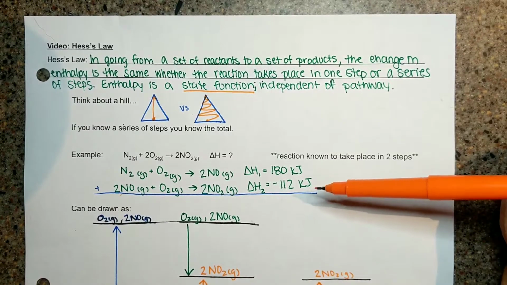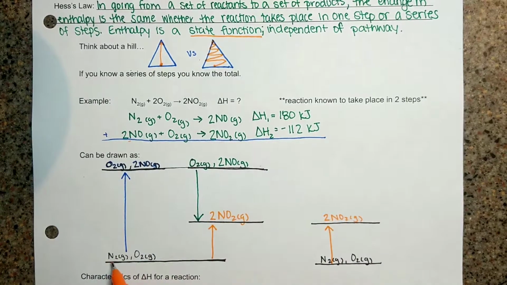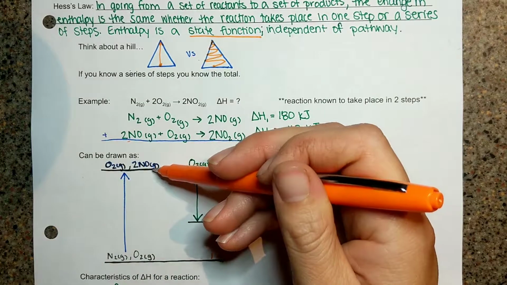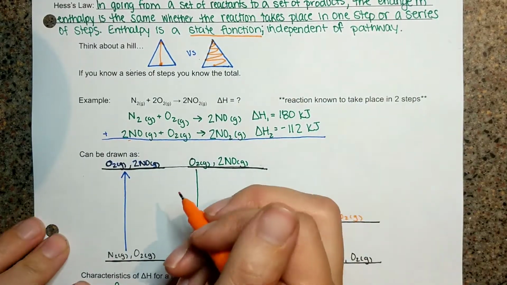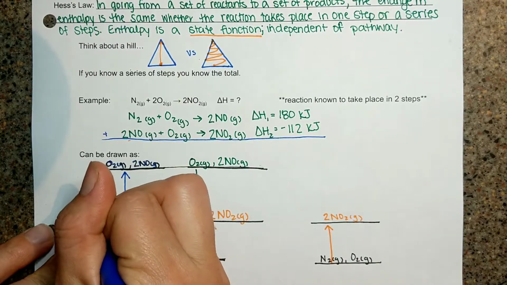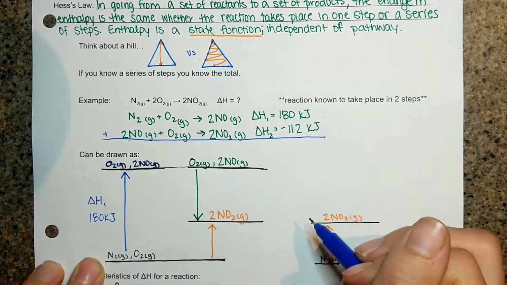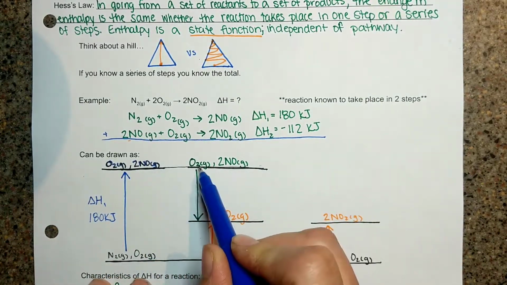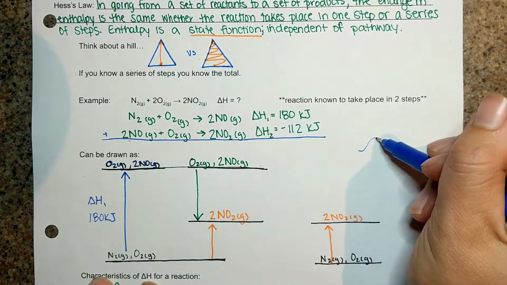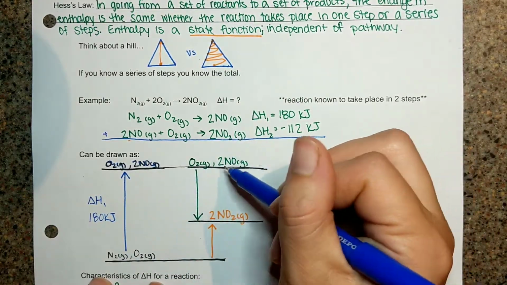So I can make a map of my enthalpy. In my map, I'm starting with my nitrogen and my oxygen, and I take in 180 kilojoules to get to my intermediates of my oxygen and my nitrogen monoxide. So this is my delta H1, which is positive 180 kilojoules. While I'm sitting up here, I'm at this high energy state, right? If I were drawing a potential energy diagram, that's the top here. And I'm going to then drop down.